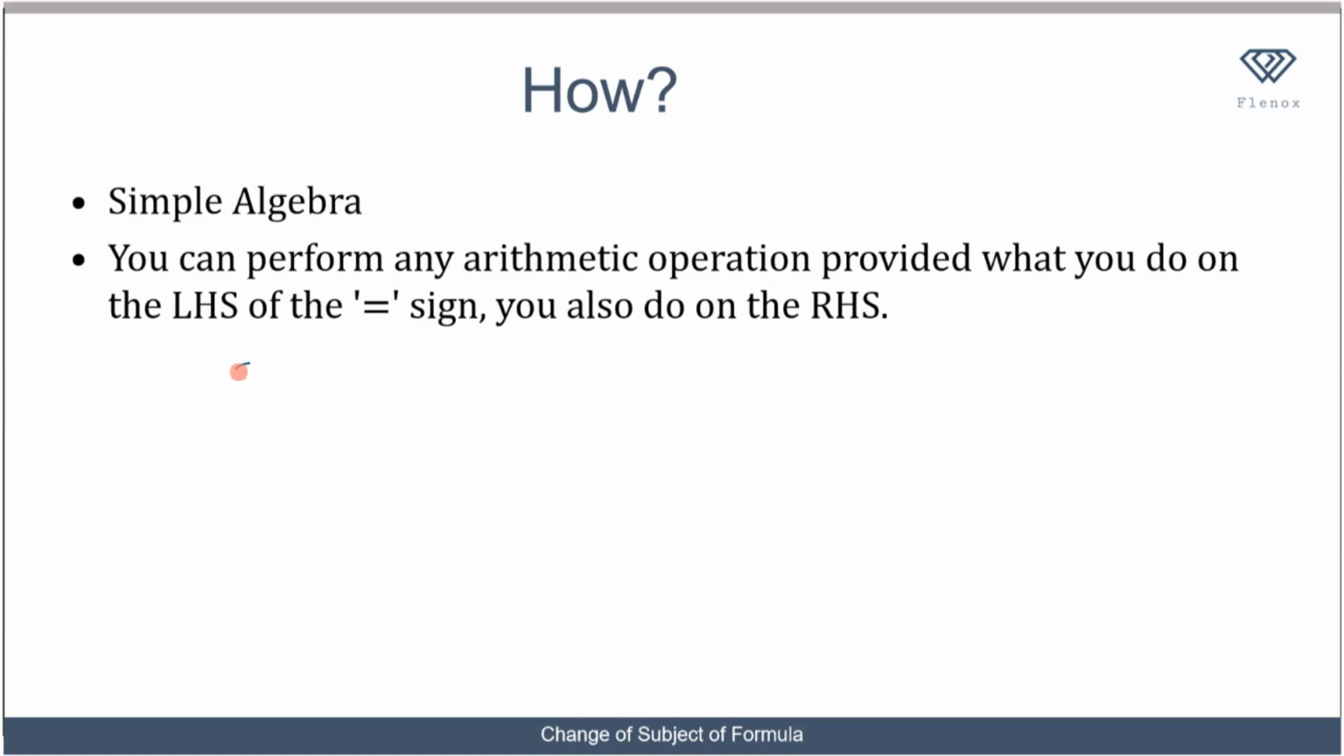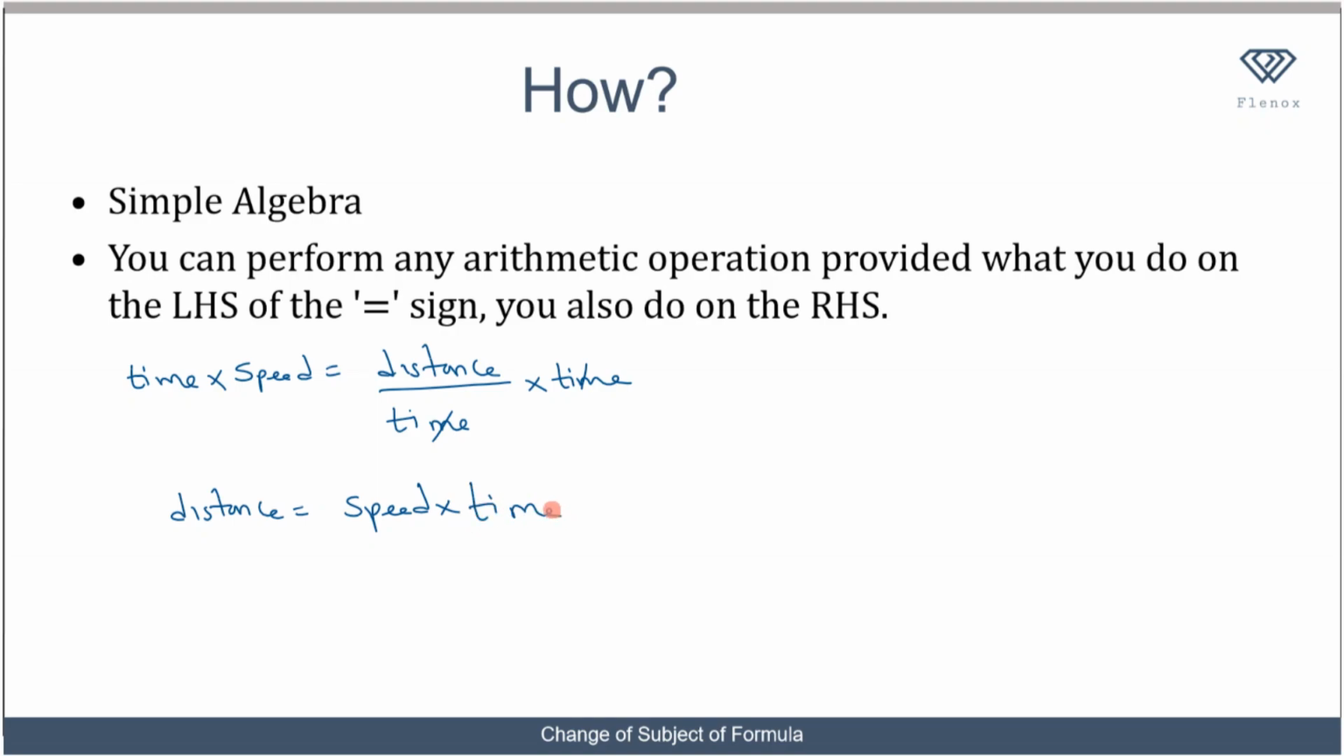So for example, if I say speed is equal to distance over time, and I want to make the distance the subject of formula, what do I have to do? I have to multiply both sides by the time. So if I multiply both sides by the time, this time will cancel out, so I have my distance is equal to my speed times time. So you can perform any operation. Just put at the back of your mind that anything you do to the left hand side of the equal sign, you must also do to the right hand side of the equal sign.